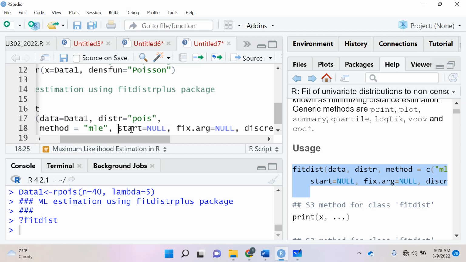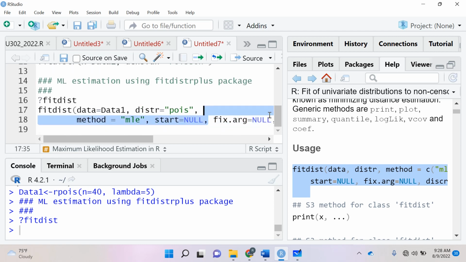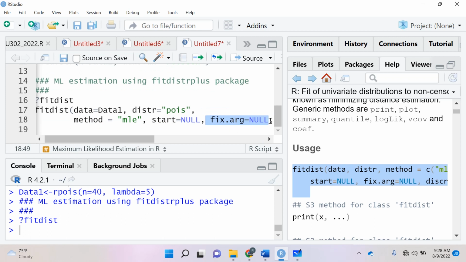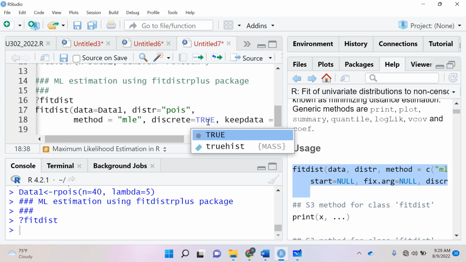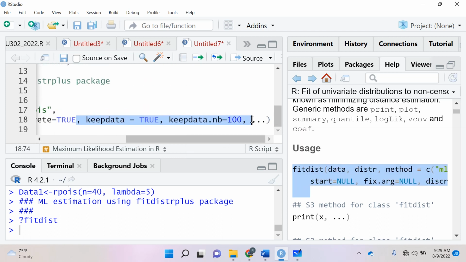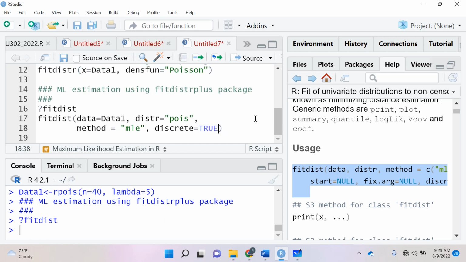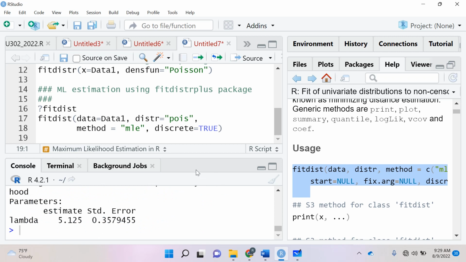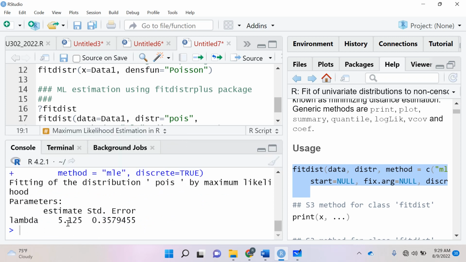Next is a start value. We can leave it at NULL or provide it if you want to do so. Remember that discrete, we can say discrete is true because it's a discrete distribution, right? Keep the rest, we can let it be the default value. So let's see. The estimate for this is 5.1. Remember the parameter is 5.